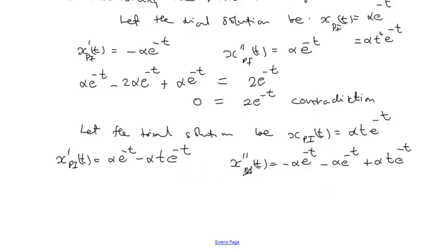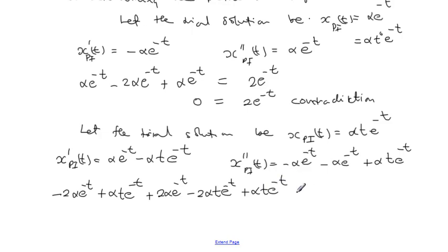and then simplifying and substituting in the equation, we get here minus 2 alpha e to the power minus t plus alpha t e to the power minus t, which is our second derivative, plus 2 times the first derivative, which gives us 2 alpha e to the power minus t minus 2 alpha t e to the power minus t, plus the solution, which is alpha t e to the power minus t, equals the right hand side, which is 2 e to the power minus t.